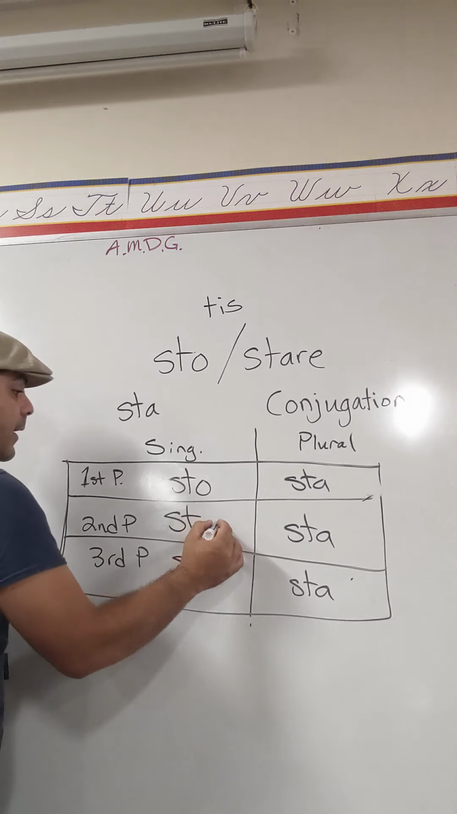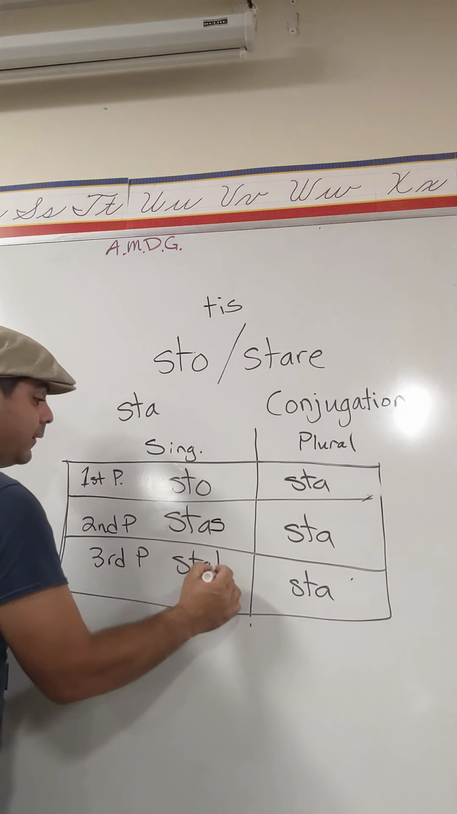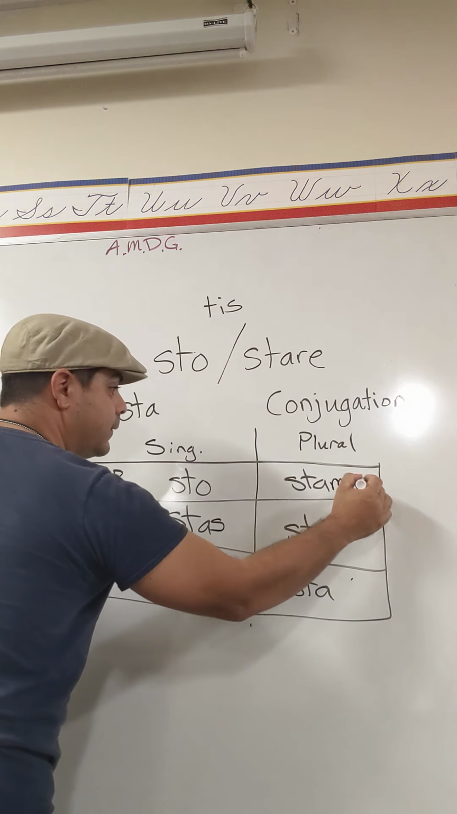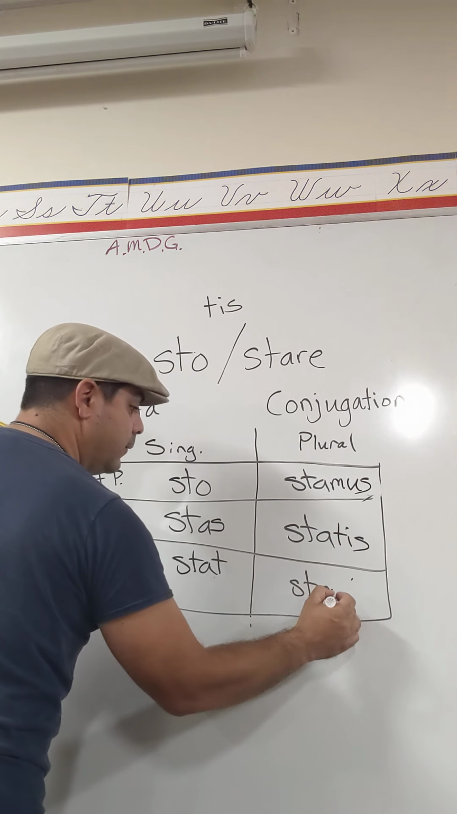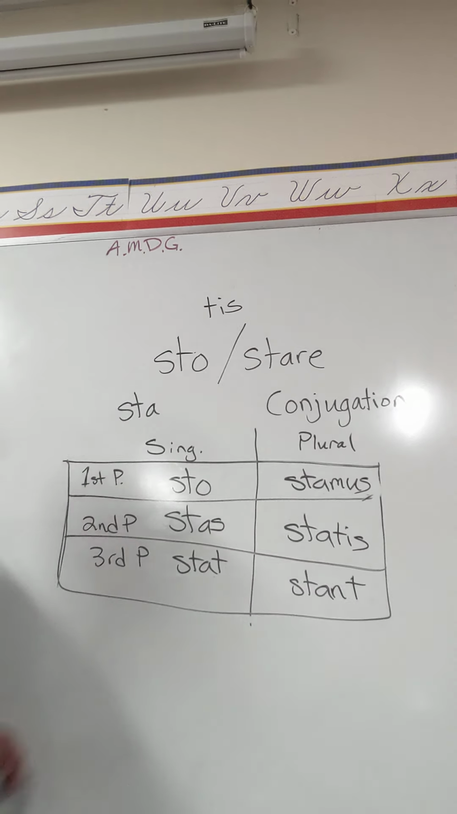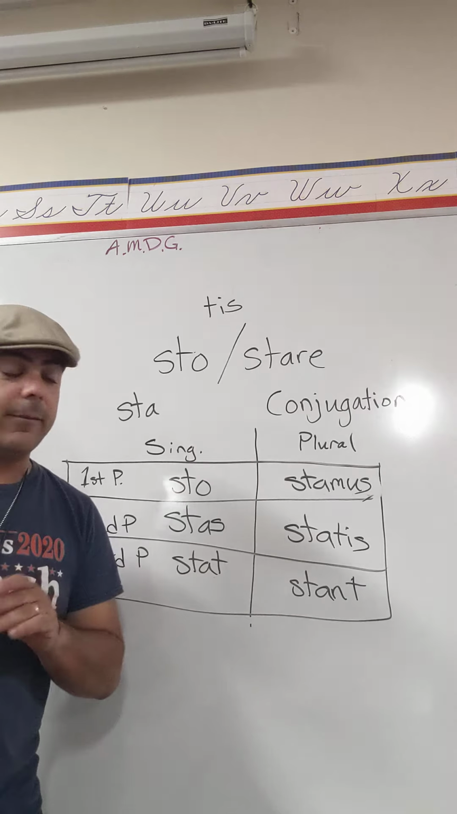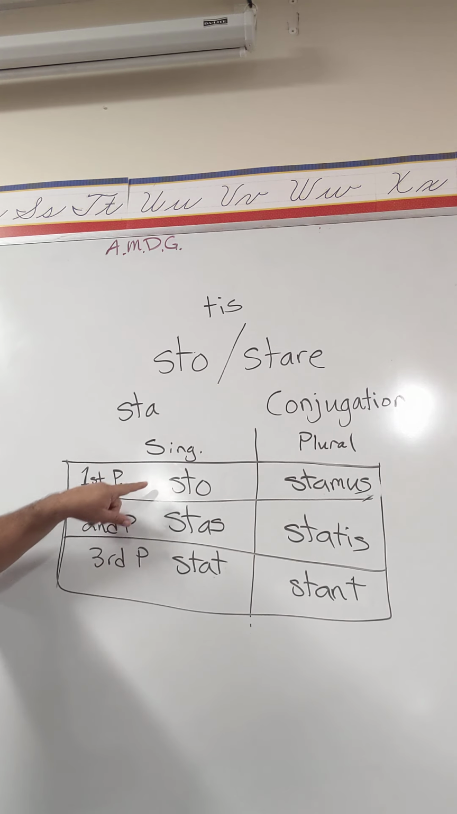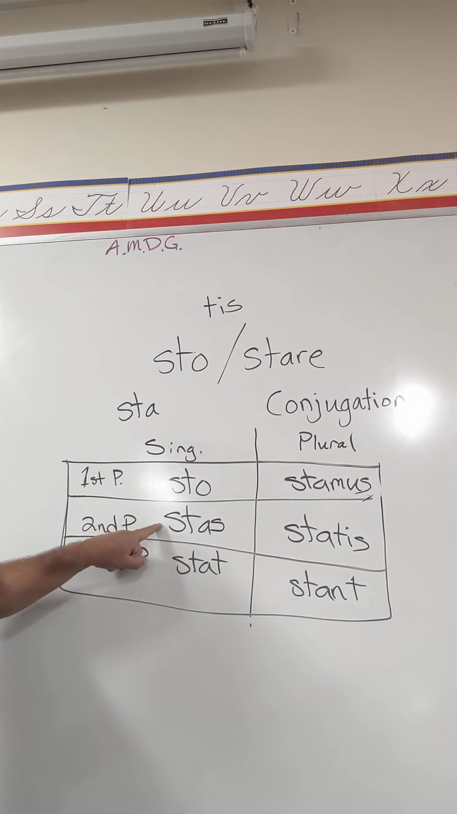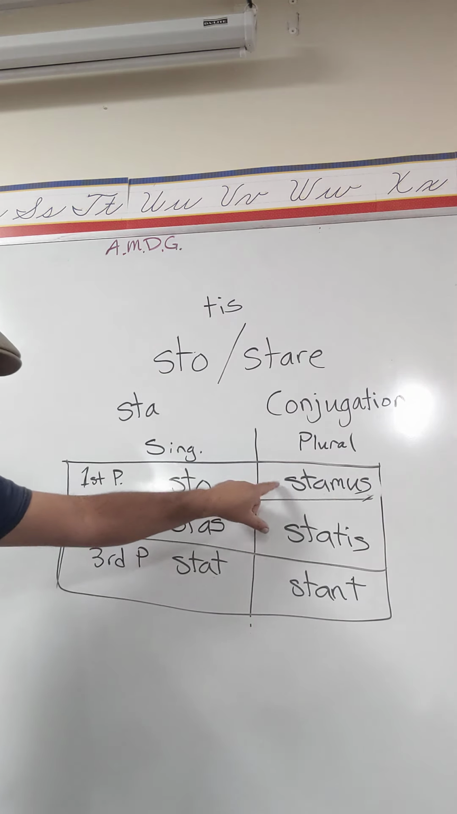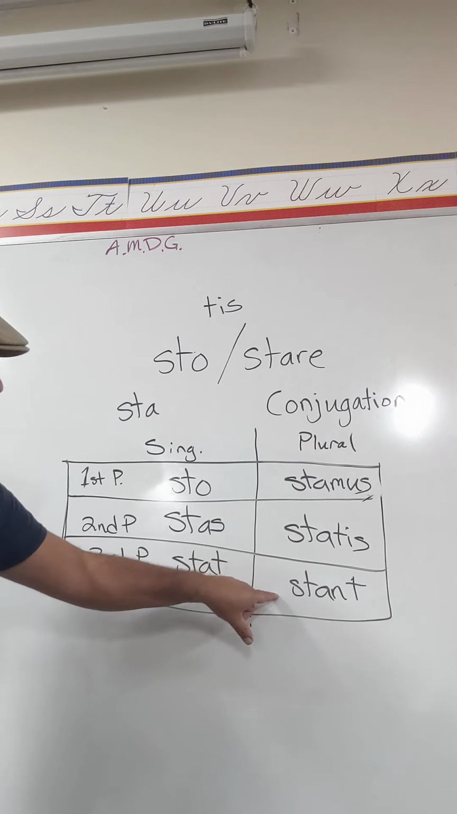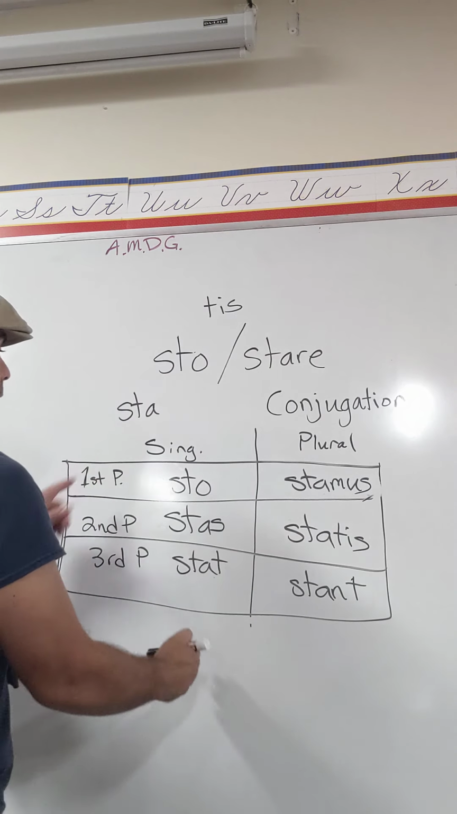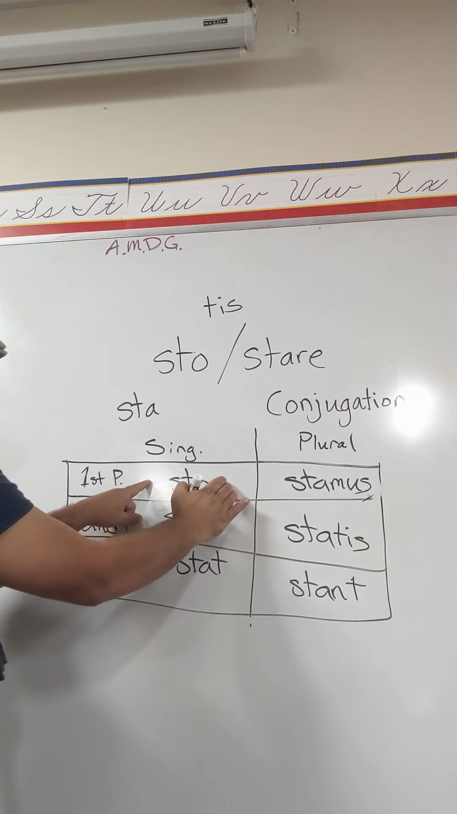So, sto, so it'd be o, s, t, mus, tis, nt. And that's how you conjugate. Now, these would be translated as I stand, you stand, he, she, or it stands, we stand, y'all stand, they stand. So remember, singular, I stand.